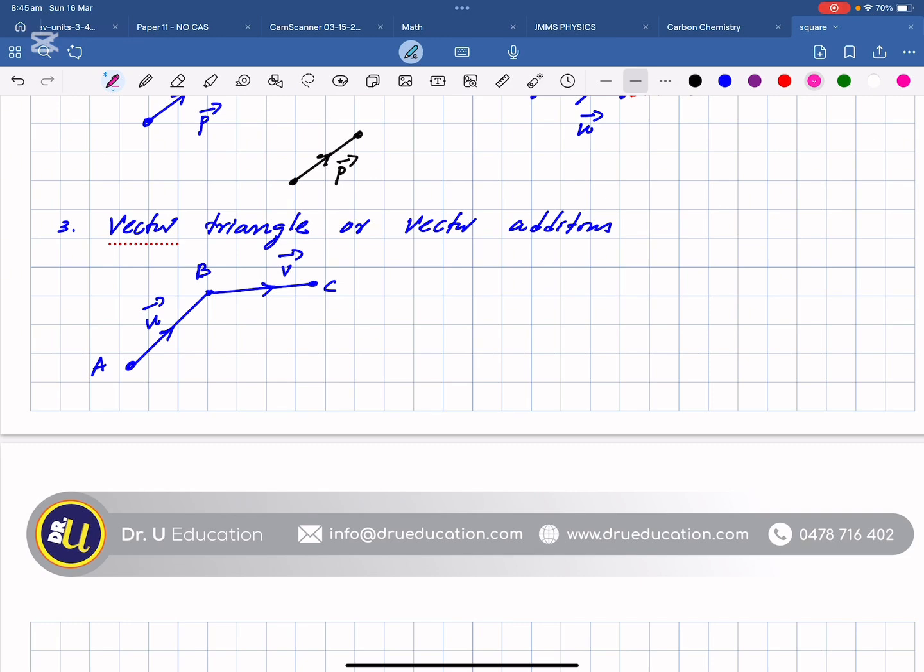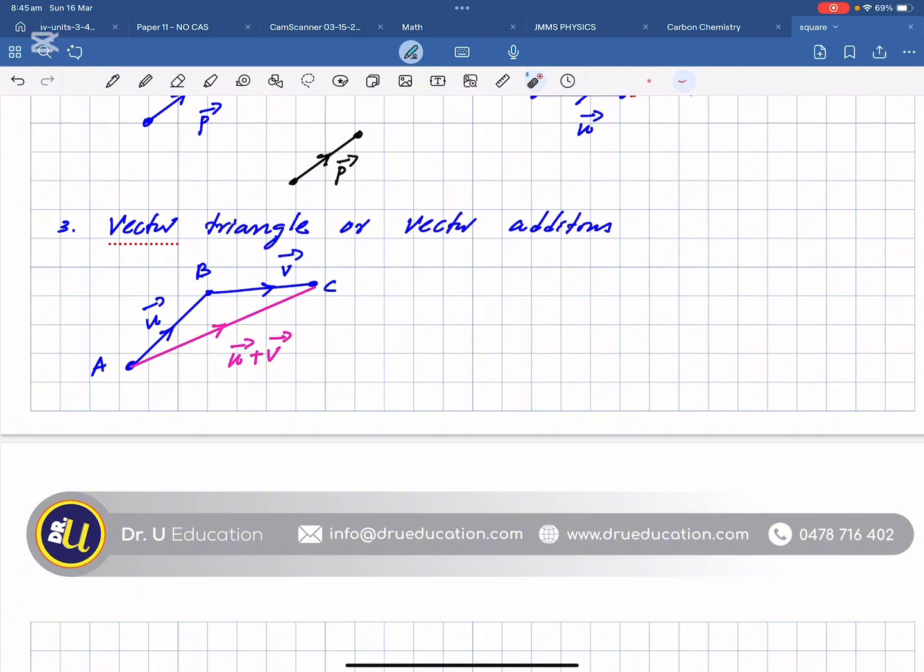So this journey is like, you're going from here to here and here to here. That means what has happened as a resultant? It has gone from here to here. So this AC vector, you can represent as u plus v. That is called vector addition.